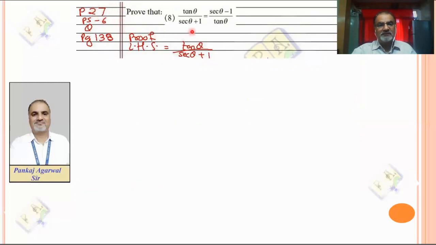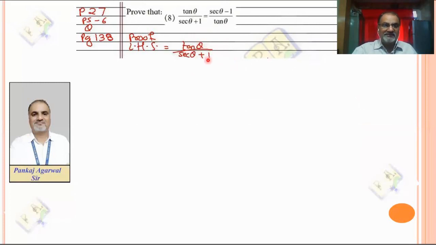Let's take the last problem, P27, in the conjugate method. Prove that tan theta upon sec theta plus 1 equals sec theta minus 1 upon tan theta. Both are the same way because everything is in tan and sec, so I'll not convert anything if not required. Let's again begin with the LHS. Now tan theta is in the numerator and in the RHS it is in the denominator.